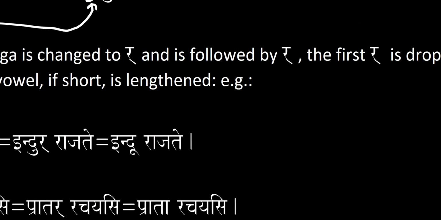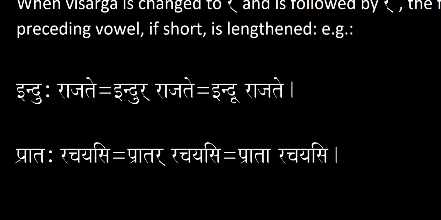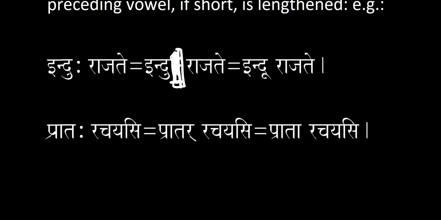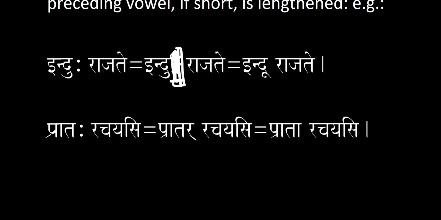As you can see, the ra is replaced. Induhu rajate was originally indur rajate. So this ra is dropped. You're taking away this ra. And then the preceding vowel, if it's short, so this was indur, right? This is the preceding vowel, so it's short. So it lengthens to become long u. So indur rajate becomes indu rajate.